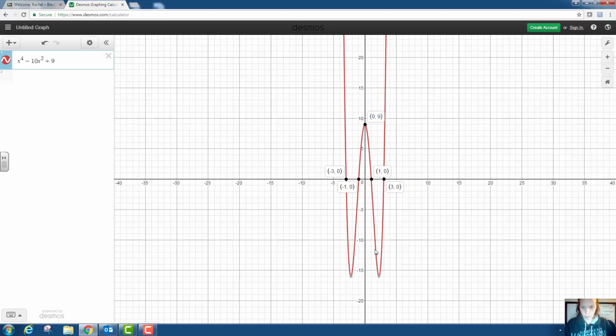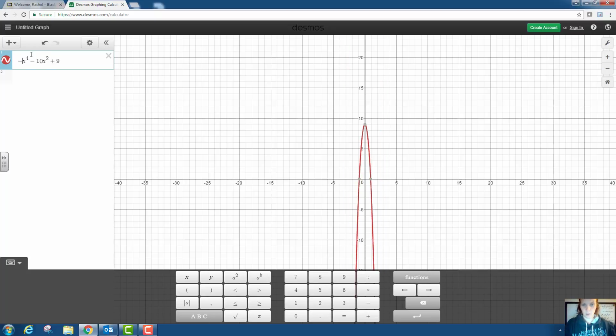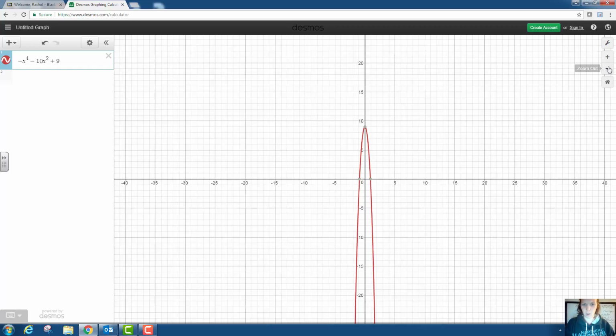So notice if I had plugged in 2, actually the low point isn't exactly 2. It's not exactly symmetrical right in between. It's 2.236, negative 16. So we'd have to figure out a bunch of points to fill that in a little better. But let's look at what if I had thrown a negative in front, because remember the leading term test says that it would at the beginning decrease, end up increasing. But if I throw a negative in front, it changes the whole thing, and now it's upside down.